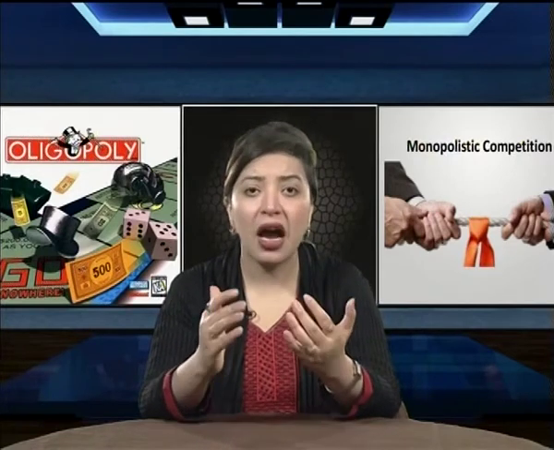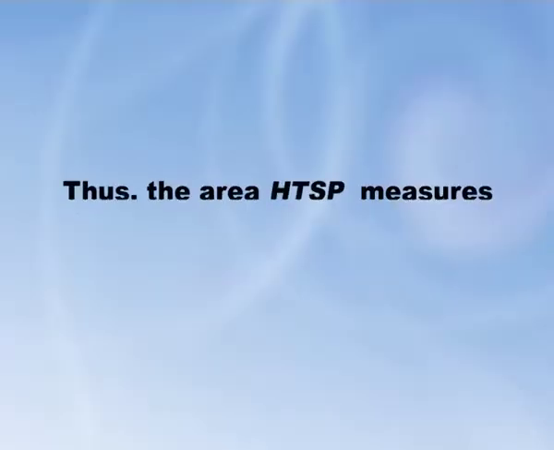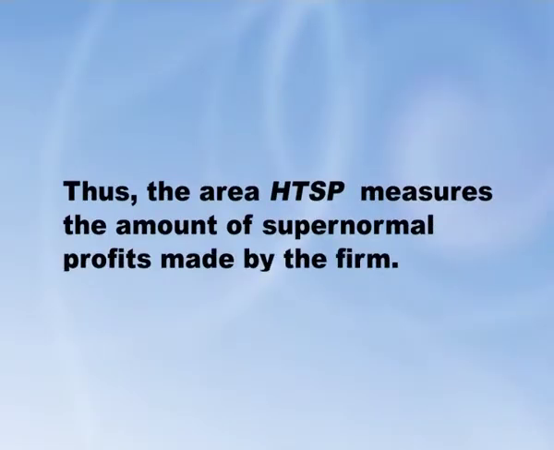It may be recalled that profits HTSP are in excess of the normal profits. For normal profits necessary to secure the entrepreneur's services are included in the average cost curve SAC. Thus, the area HTSP measures the amount of supernormal profits made by the firm. In the short run, the firm in equilibrium may make supernormal profits as shown in figure 2.1.